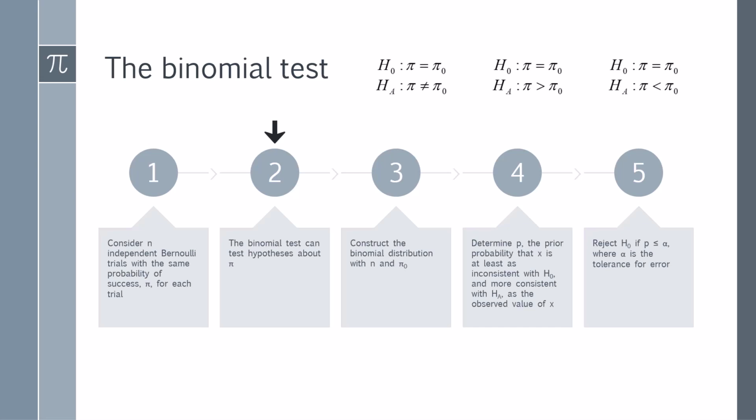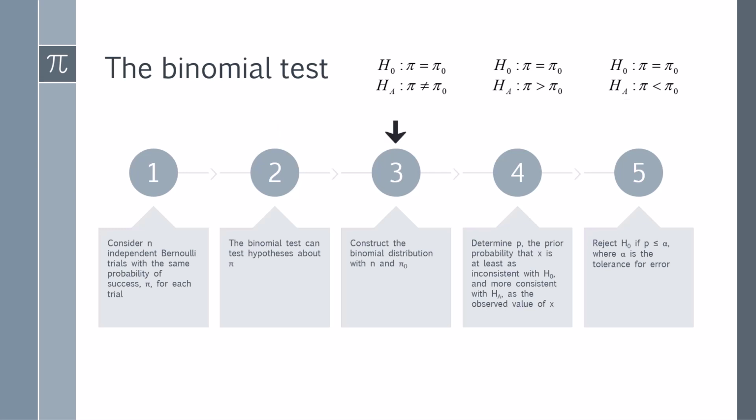So we can set a null hypothesis, say pi sub 0, and test it against an alternative hypothesis, which can be one of three types. Either a two-sided hypothesis where we say pi is not equal to pi sub 0, a one-sided hypothesis where the alternative is that pi is greater than this null hypothesized value of pi, or a one-sided alternative in which pi is less than the null hypothesized value of pi.